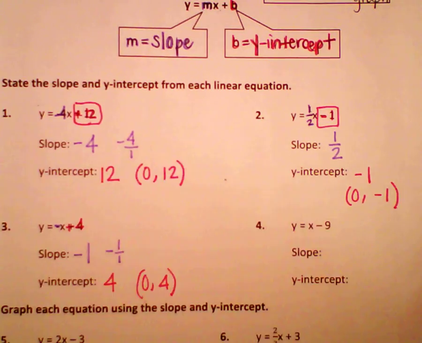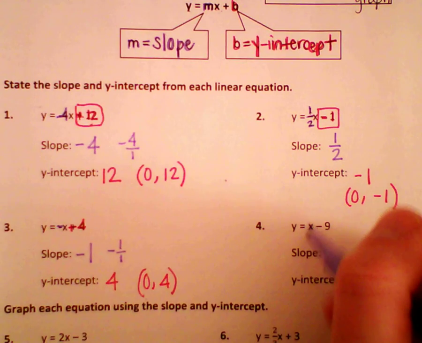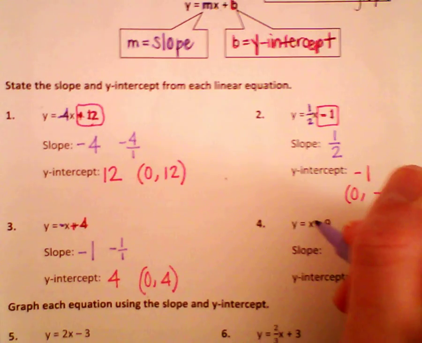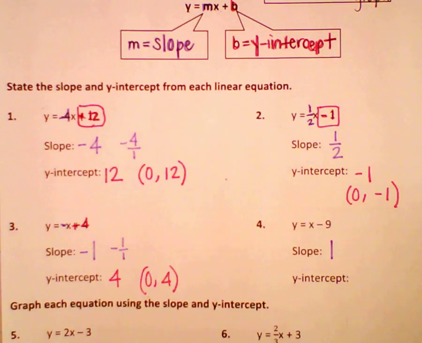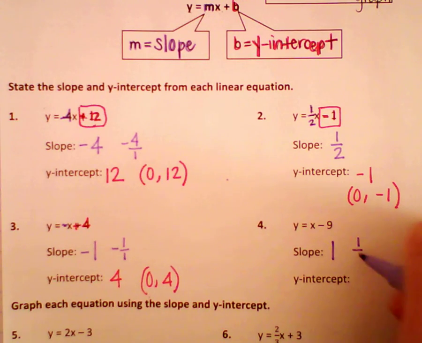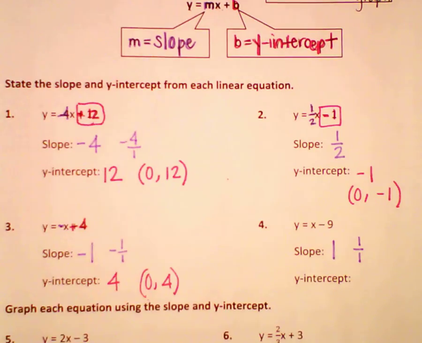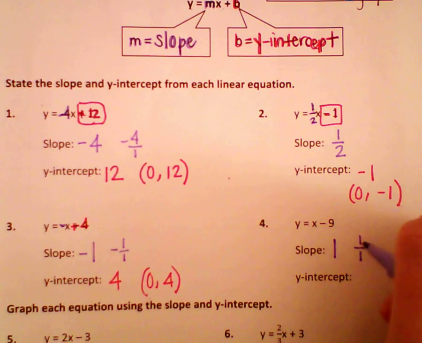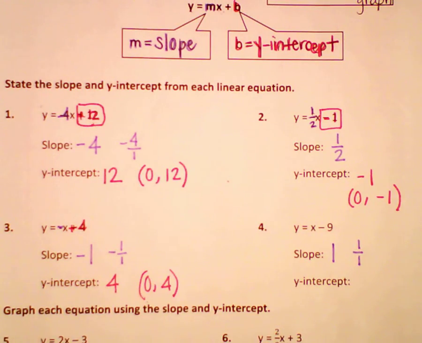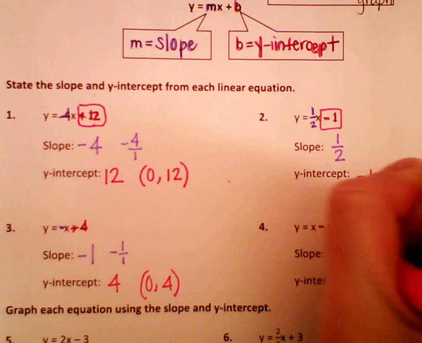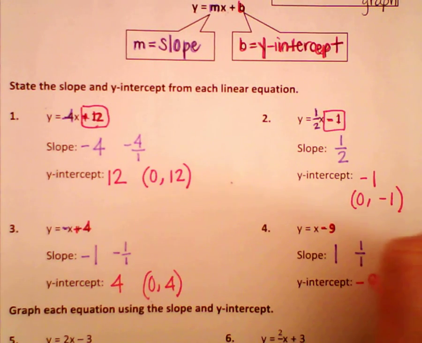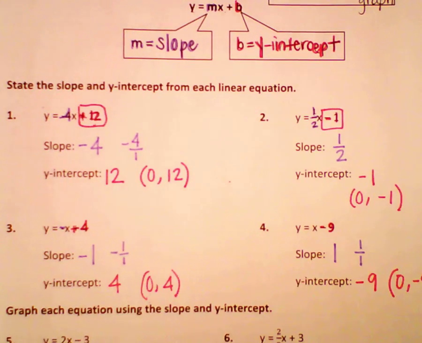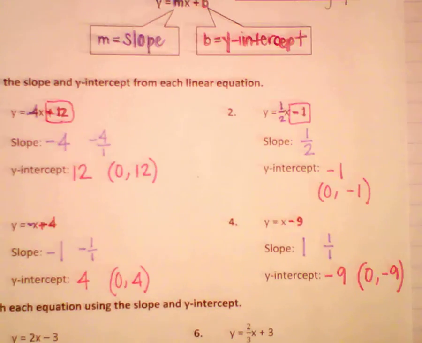Good. All right, and here we don't have anything for me to go over in purple because if there's nothing in front of the x, that just means the coefficient of x is 1, or a positive 1 over 1, which means I'm going up 1, to the right 1. And my y-intercept is minus 9, negative 9, so I'd be going to 0, down 9 on the y-axis. Whoops, sorry, you can't see that.